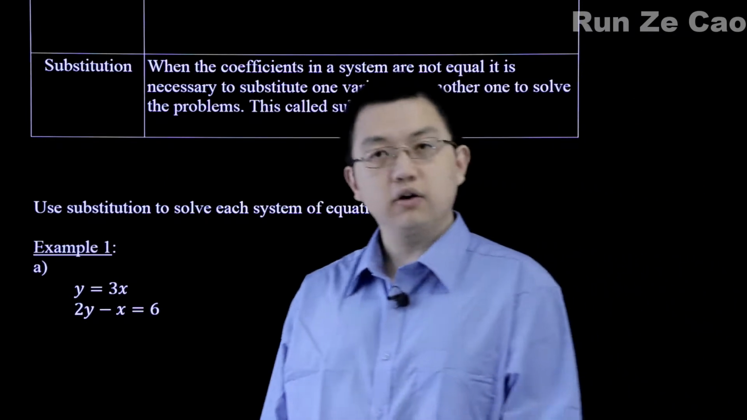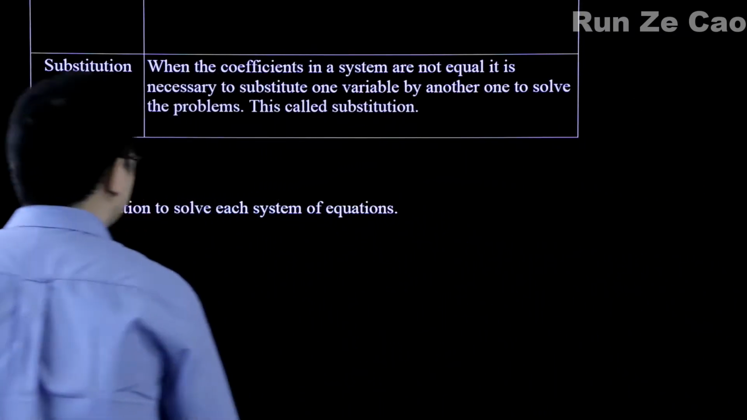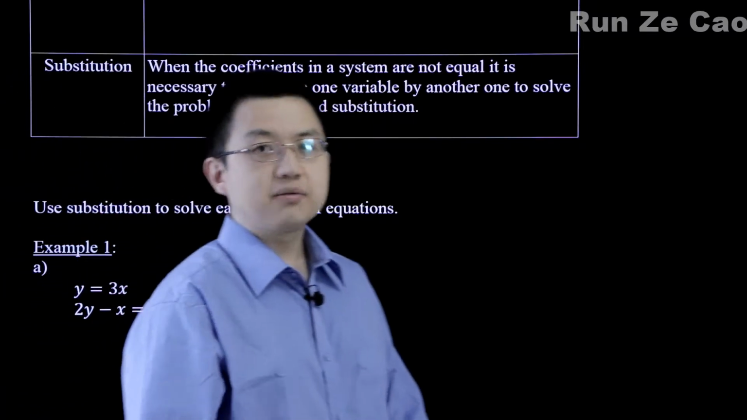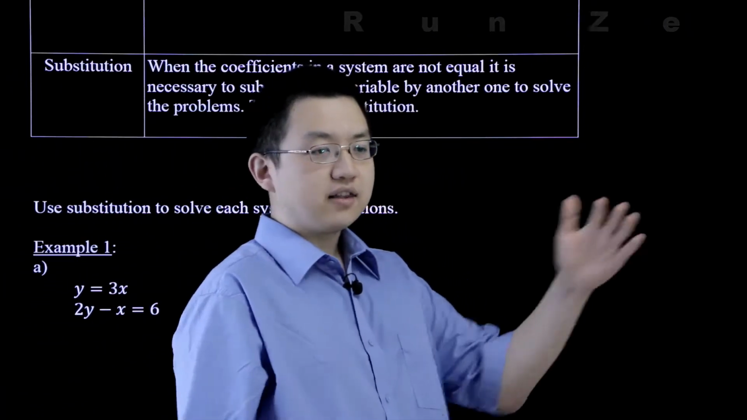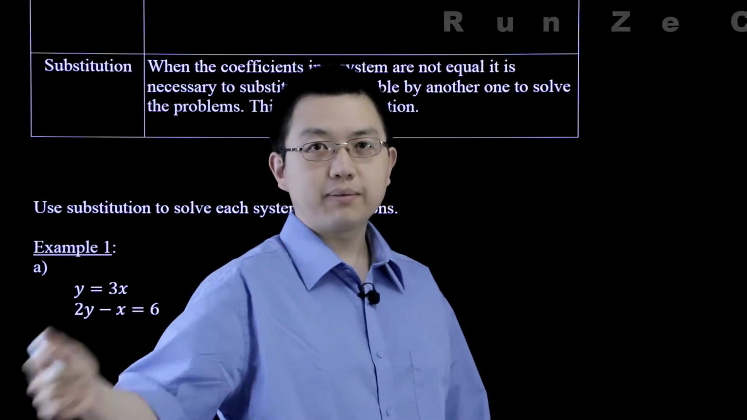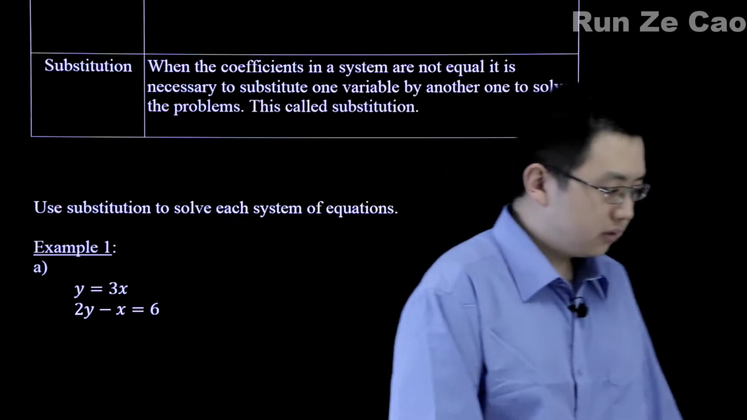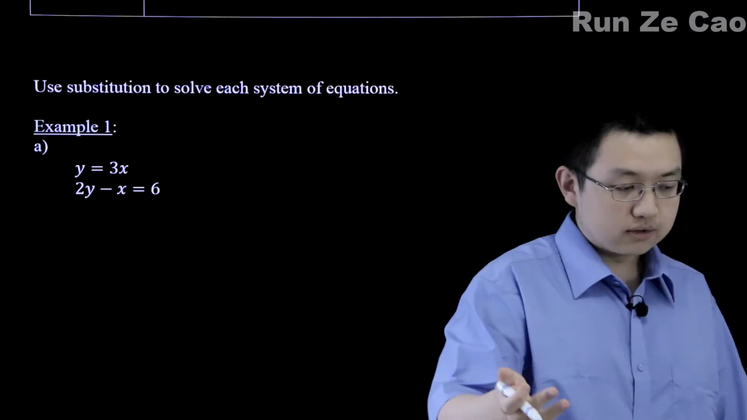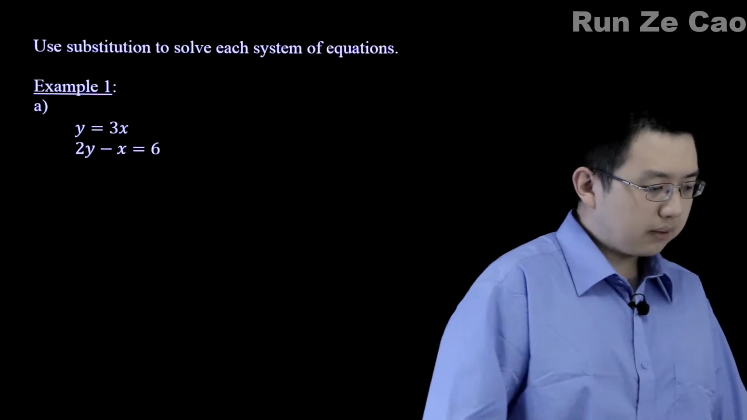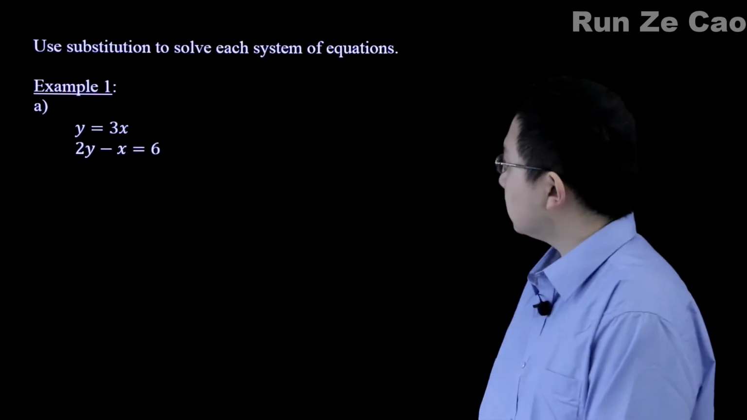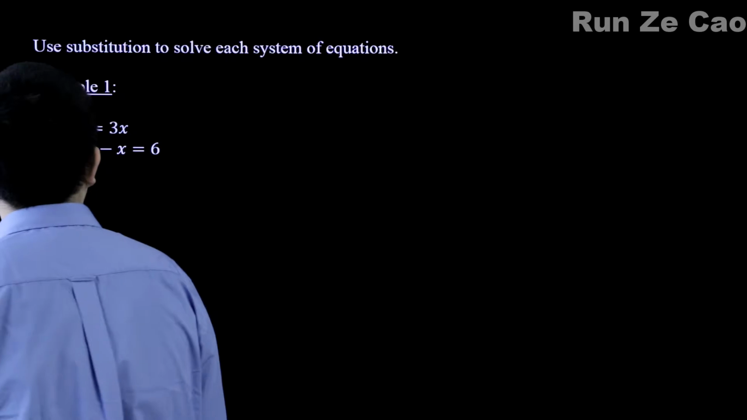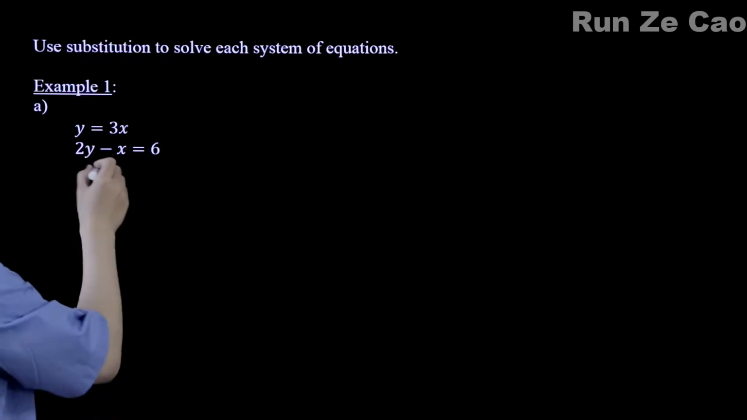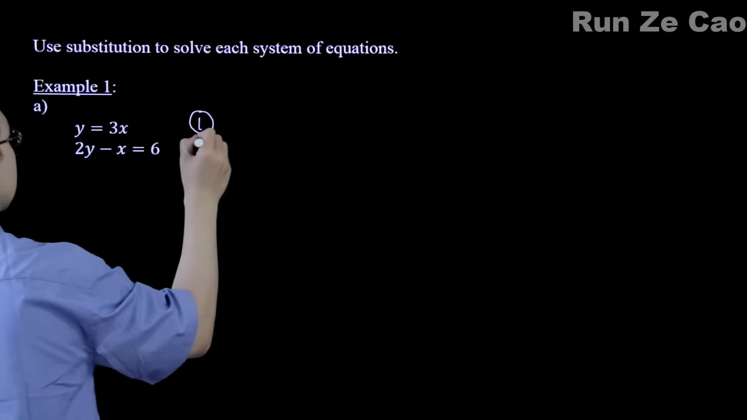Substitution is used when the coefficients in a system are not equal. So if you have x plus y, x minus y, then you can feel free to just add the two together and get 2x equals some constant, or some other relation. So, use substitution to solve each system of equations. Now, example 1, this is a very big example. y equals 3x, 2y minus x equals 6.